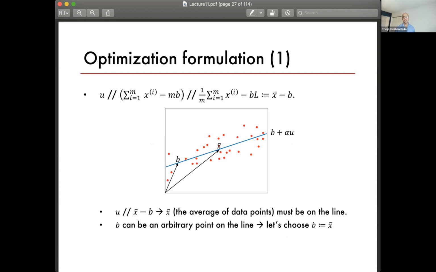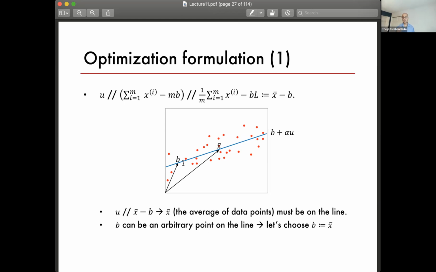In this slide, a little bit of explanation is needed. This double parallel symbol just means parallel. So u is parallel to this vector here, which is nothing but the average of these vectors minus b. Don't worry about this L; there's supposed to be a space between them. Just define L to be x bar minus b, where x bar is nothing but 1 by m, the sum over m of xi. Let's call it x bar. So what I'm saying is that u has to be parallel to x bar minus b.